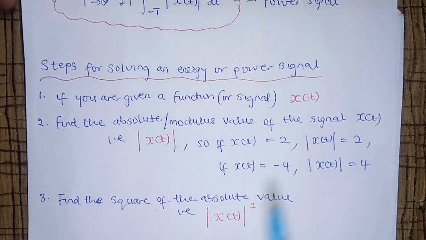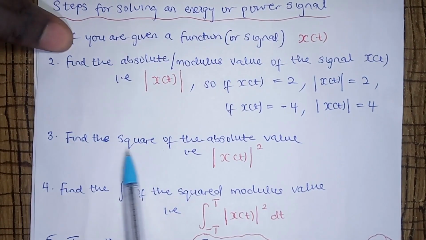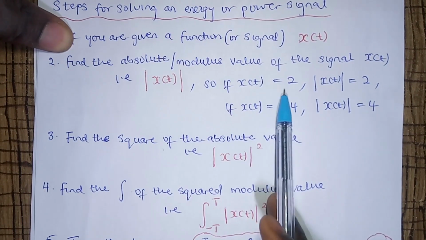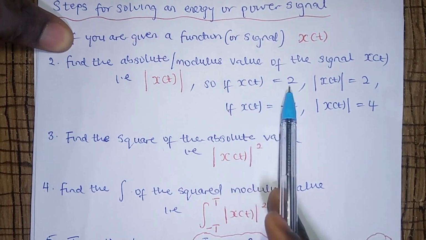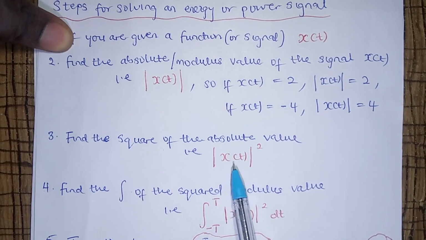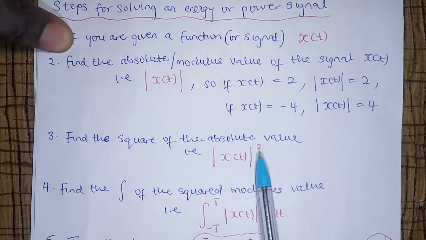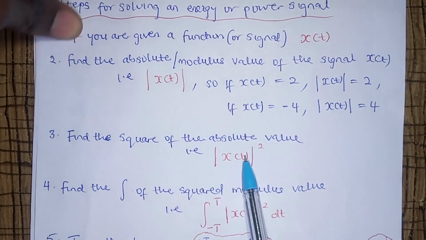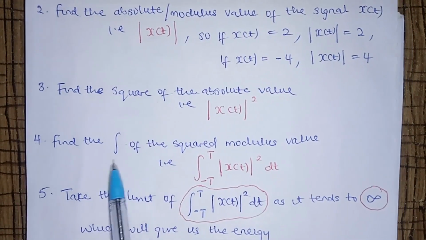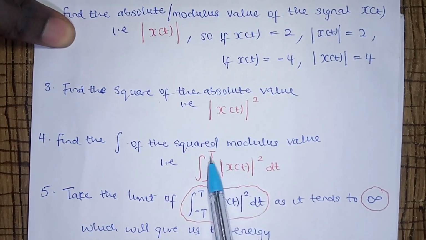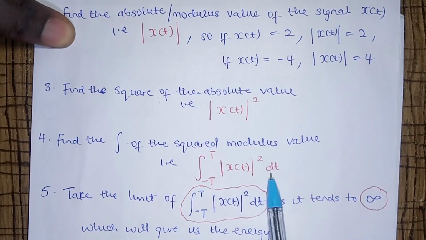You get the point? The next step is to find the square of the absolute value. Assuming x of t is equal to 2, the absolute value is also 2, and by taking the square of 2, you get 4. The next step is to find the integral of the squared modulus value, which means whatever we got, we take the integral with limits from negative T to T, dt.